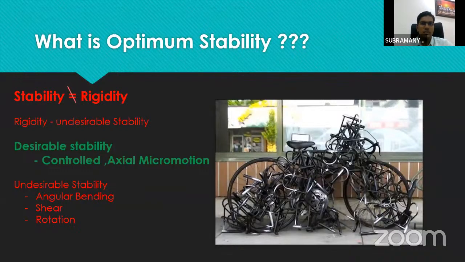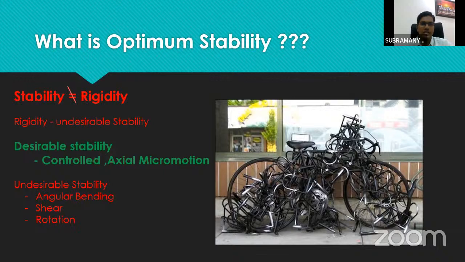So what is optimum stability? We all should know that stability is not adding more wires and shank spin, which lead on to rigidity. Rigidity is something like an undesirable stability which makes the construct more stiff, and we will not be following the principles of Ilizarov to have a new vasculogenesis. So desirable stability is we have to perform a controlled and axial micromotion.